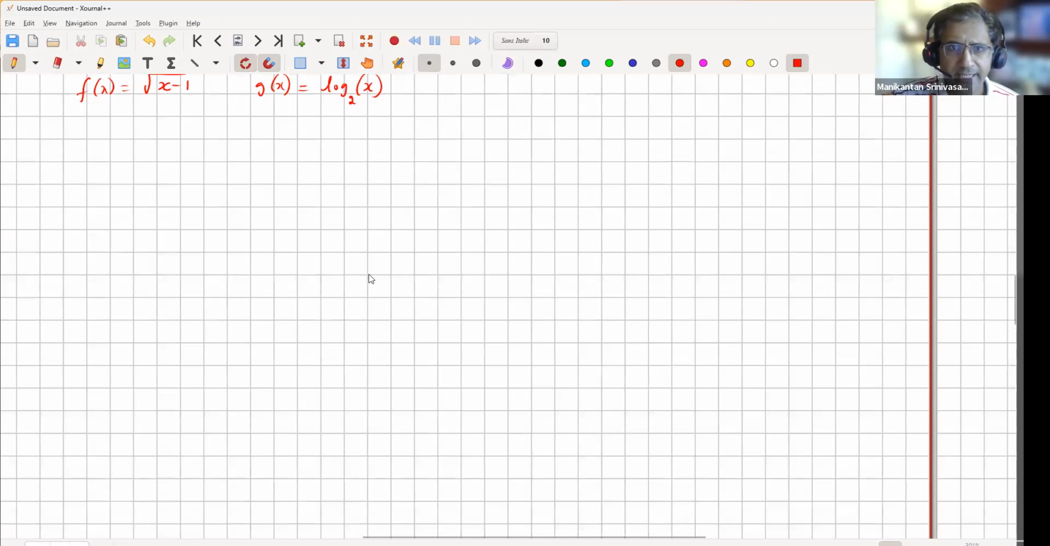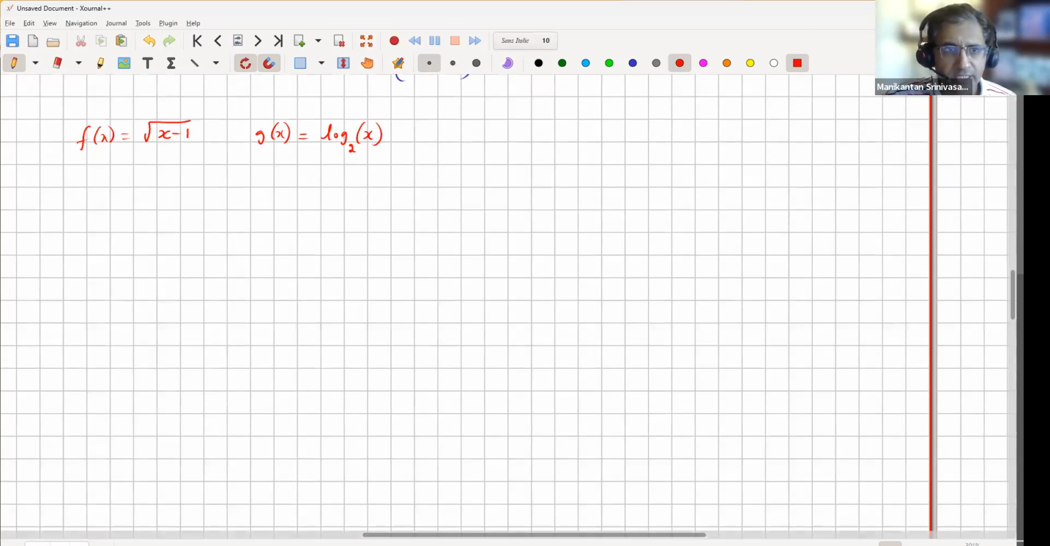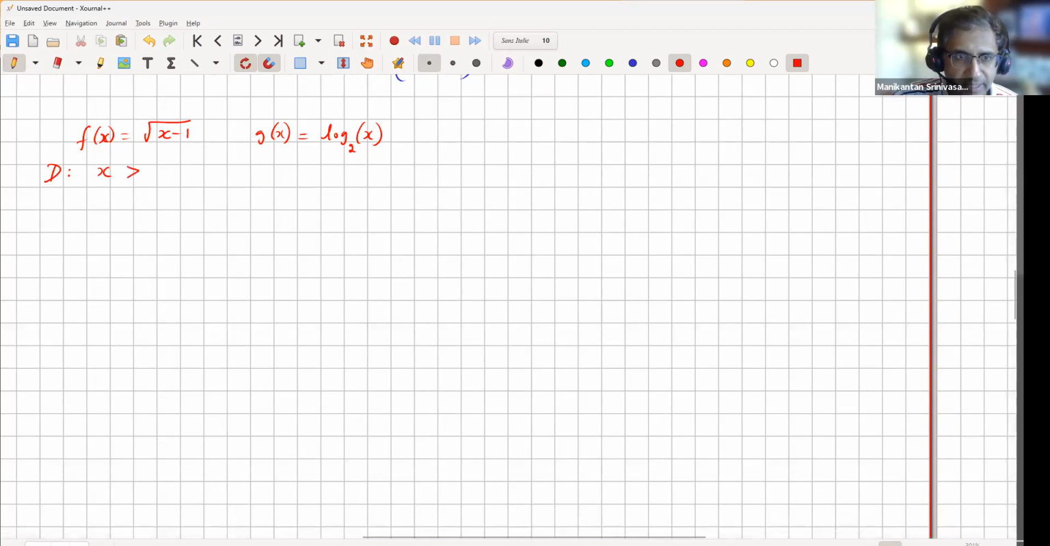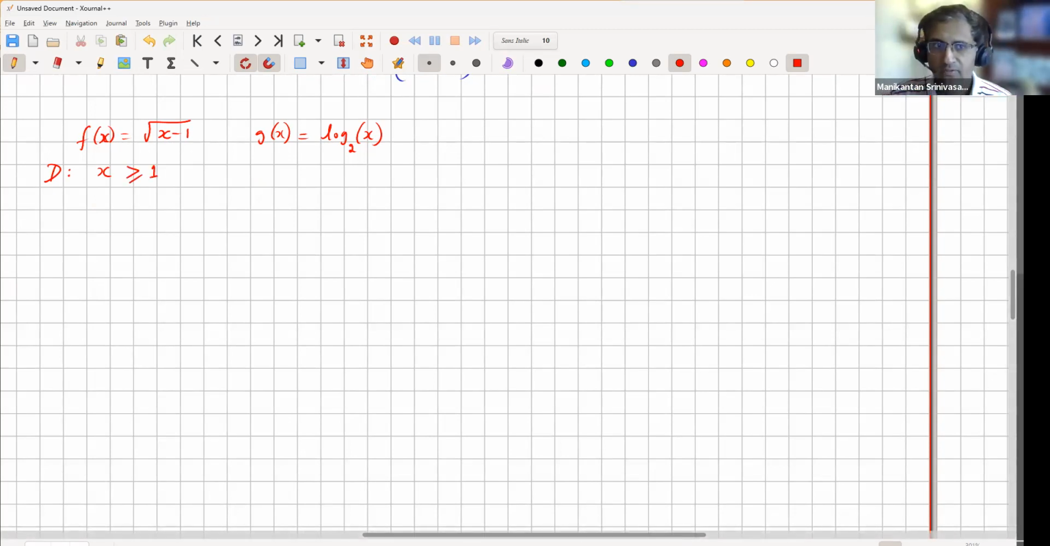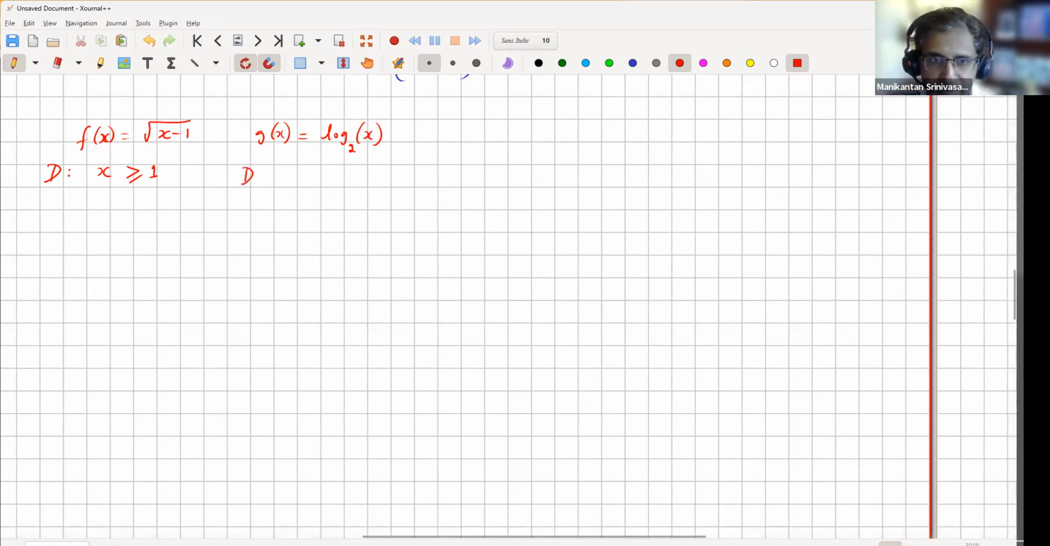Okay, now let's understand what each of them is separately. Suppose I look at f separately, the domain is very simple, right? x has to be greater than or equal to 1, because you don't want a negative number in the root. Therefore, x is greater than or equal to 1. And suppose you look at g separately, the domain is that x has to be a positive quantity.